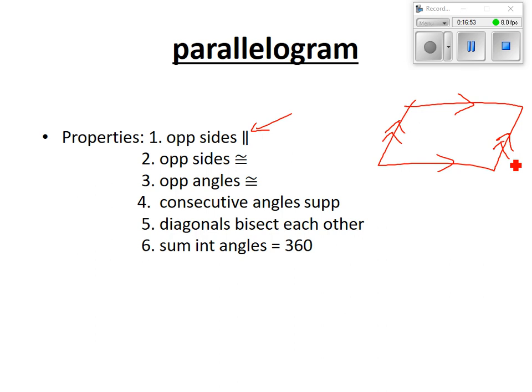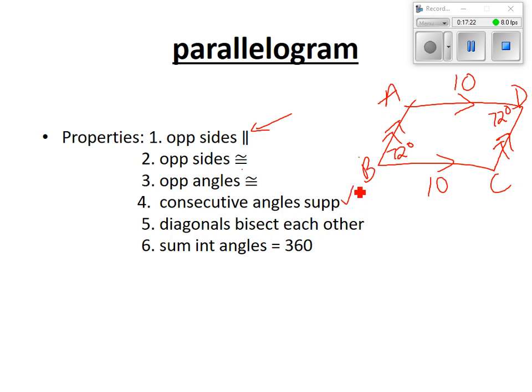Opposite sides are also what to each other? So if this side's 10, what's this side down here? 10, and so on. Opposite angles are congruent. So if I told you this angle here is 72 degrees, we'll call that A, B, C, and D. Which other angle do you know? Is it D? D is 72.